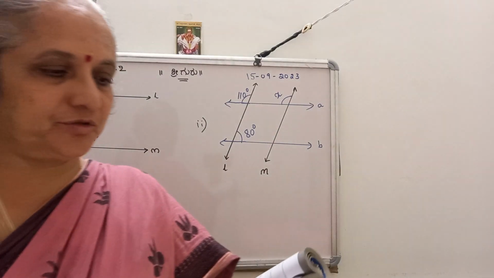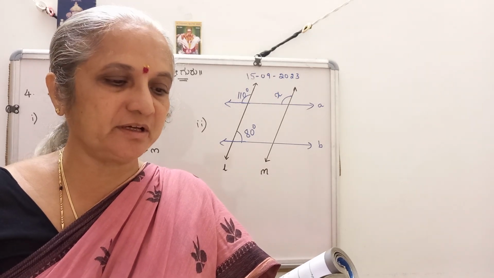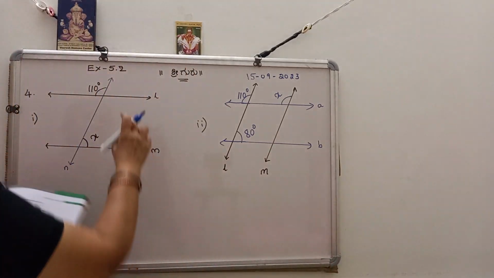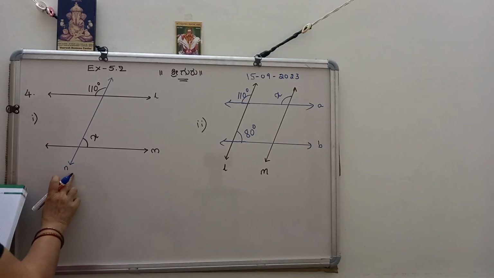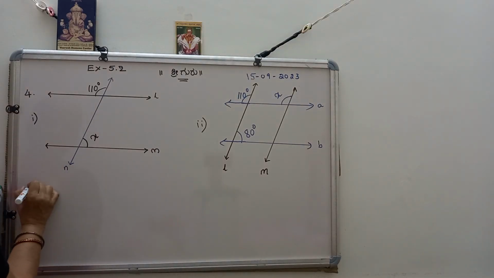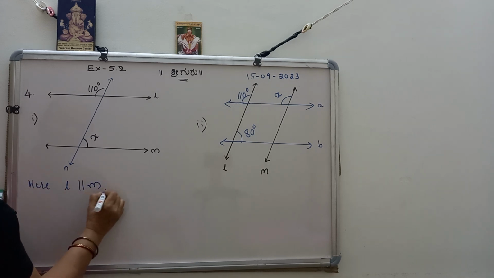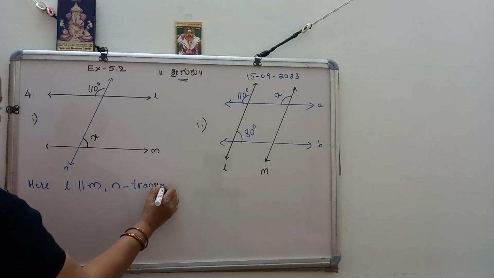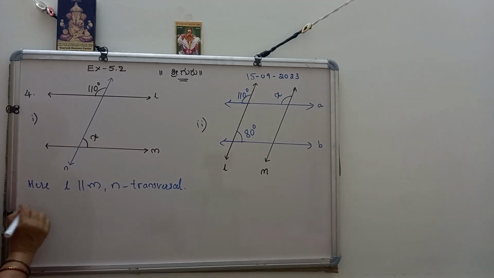Now the fourth question. Find the value of x in each of the following figures if L is parallel to M. Here the line L is parallel to line M, and this line N is the transversal. Therefore, the line L is parallel to the line M and N is the transversal.